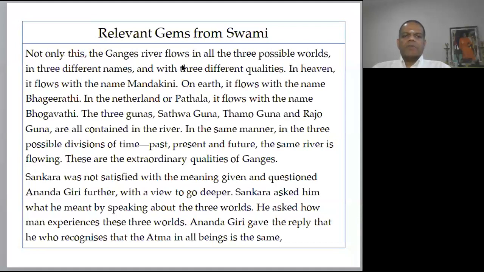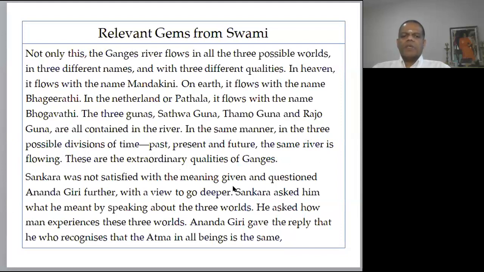Not only this, the Ganges river flows in all the three possible worlds, in three different names and with three different qualities. In heaven, it flows with the name Mandakini. On earth, it flows with the name Bhagirathi. In the Netherland or Patala, it flows with the name Bhogavati. The three gunas, Sattva, Rajo, and Tamoguna, are all contained in the river. In the same manner, in the three possible divisions of time, past, present, and future, the same river is flowing. These are extraordinary qualities of Ganges.